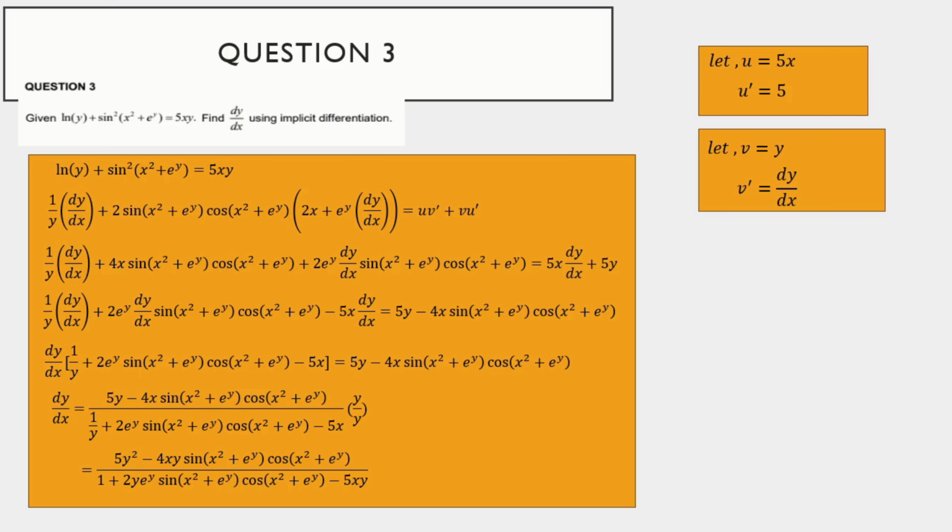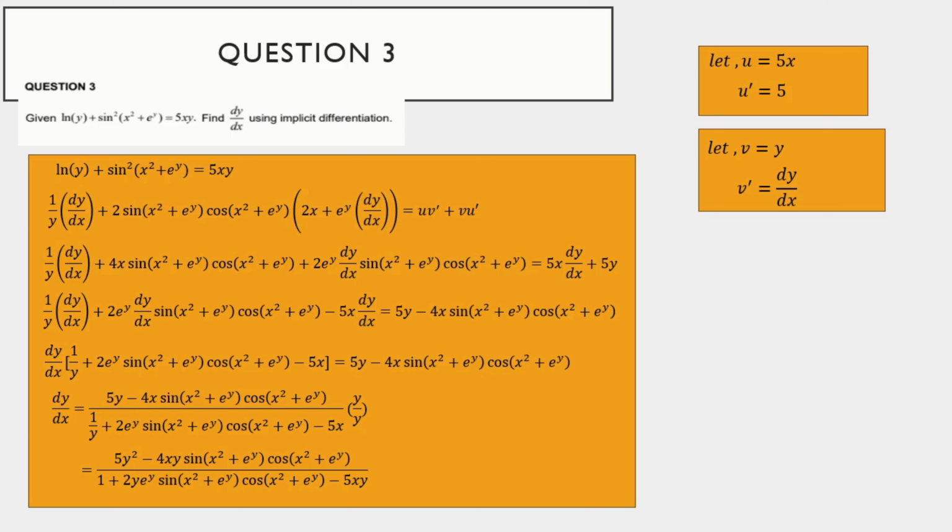Secondly, we need to differentiate sin squared (x squared plus e to the power of y). We need to use the chain rule to differentiate it. There are 3 steps for this differentiation. First, we need to bring down the power of 2 to the front. That's the first step, and it will become 2 sin (x squared plus e to the power of y).